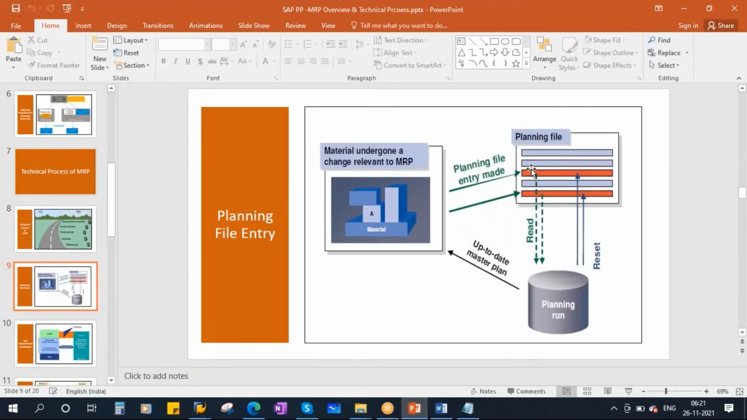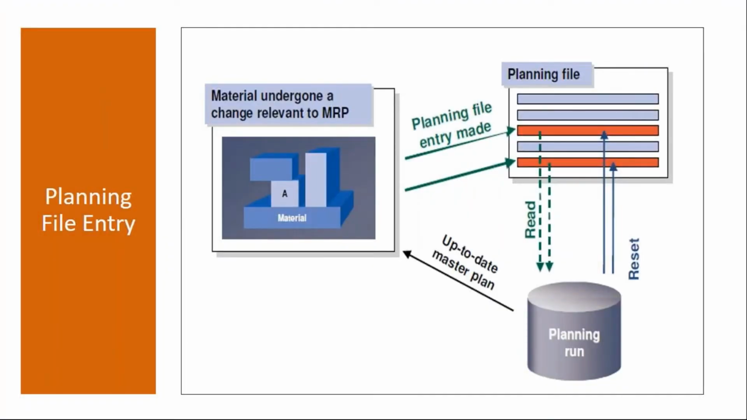So basically this planning file entry is nothing but an indicator to the system that after the previous MRP run, there is some change that happened to the material. So during the next MRP, the system will read those entries and it will plan only those materials, not all. Okay, that is the importance of the planning file entry.